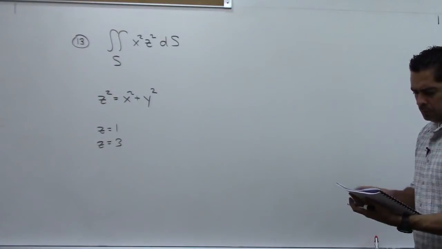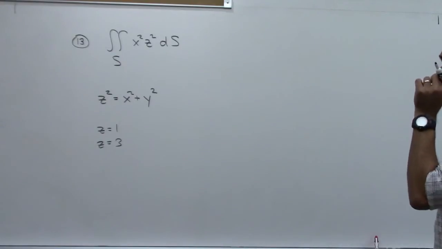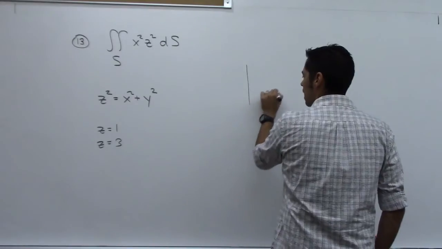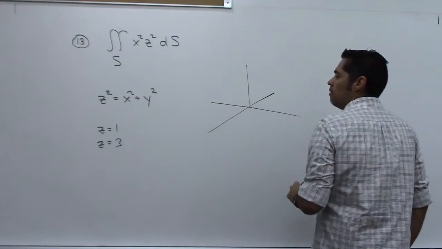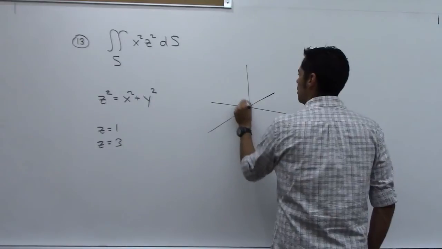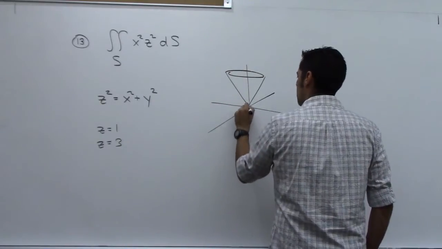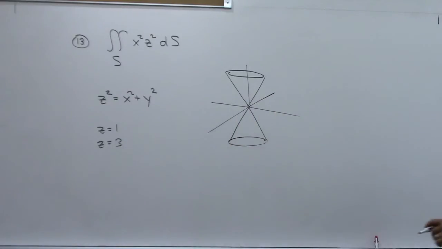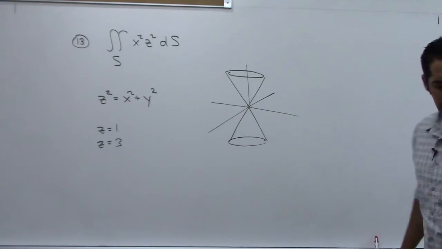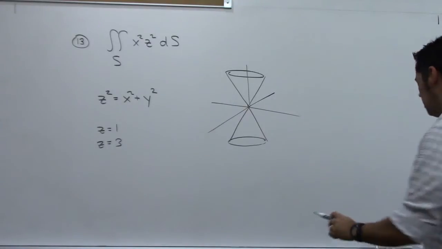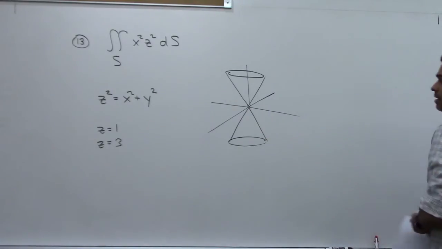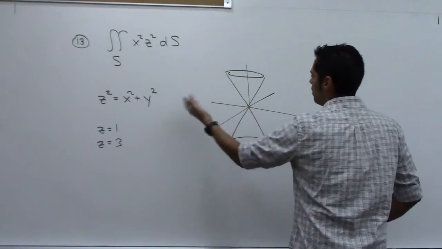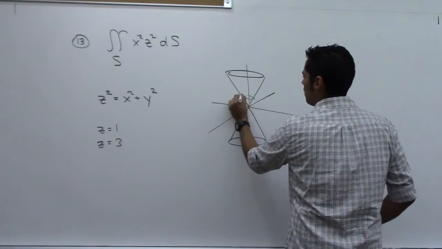All right, now let me get a picture of what's going on here. What does my S look like? Well, it's this cone, which looks like this. Actually it goes the other direction too, like that. However, we're just looking at the surface that is cut off between z equals 1 and z equals 3. So if we imagine raising up off the ground 1 unit and slicing it, we'd slice it here somewhere.